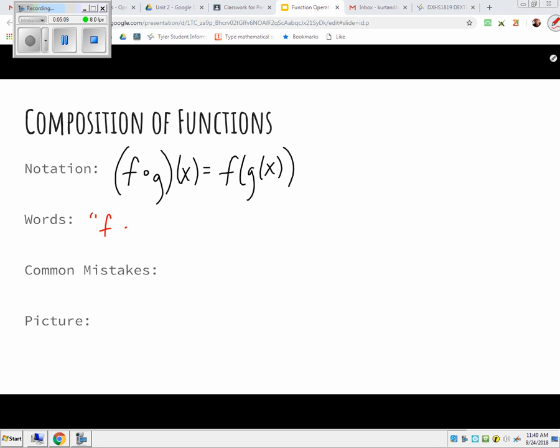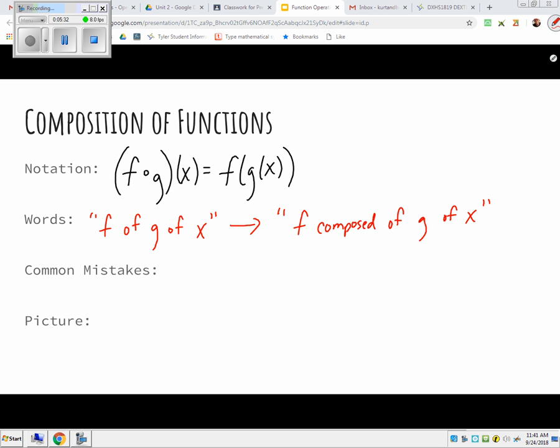I'm saying f of g of x, which is just a shortened version of what is actually going on here, which is f composed of g, which is, again, composed of x. We just say g of x.